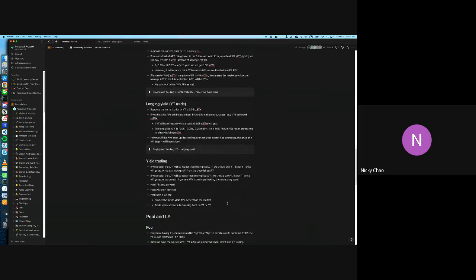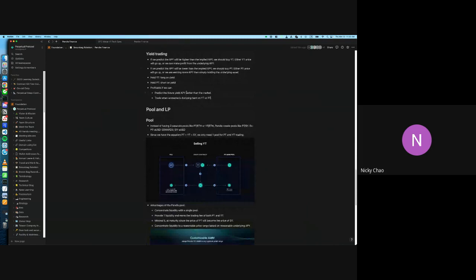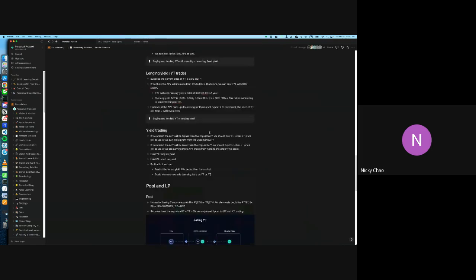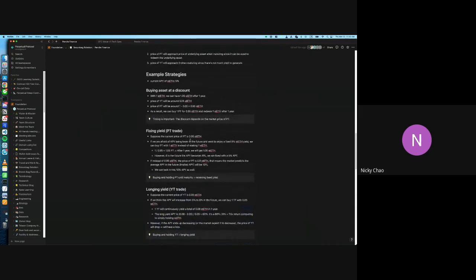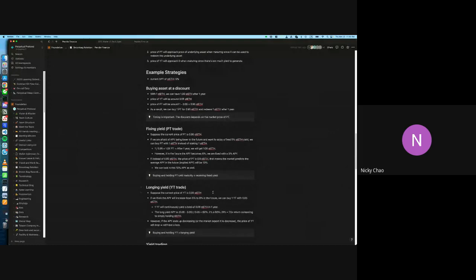Yeah, is there any question on these two strategies? All right, so that's all for the example strategy, and I hope this will give a clear picture of what you can do with Pendle Finance.